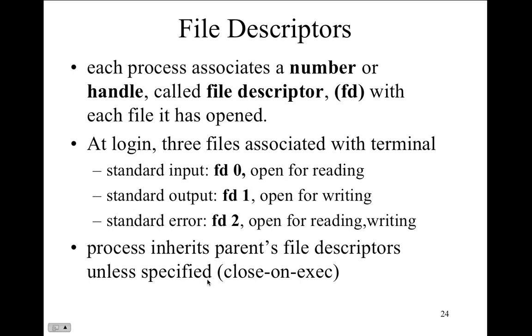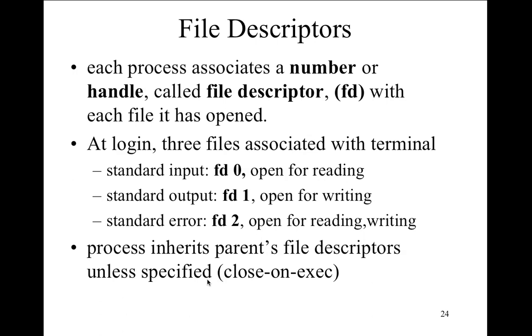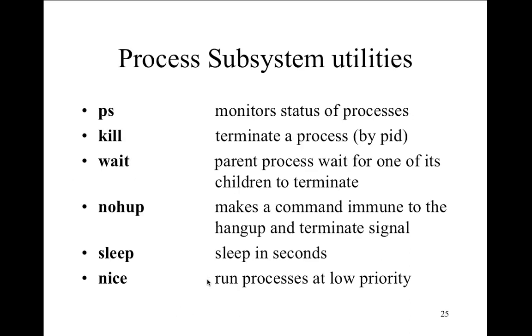So a process inherits parent file descriptors unless specified. Close on execute, actually, would be a specification. It says, shut this process down after it's done executing. It's kind of like close on exit. That's how I originally read it, because I'm so familiar with the DOS prompt window and the close on exit that happens automatically. If you run Hello World in Windows, the screen flashes in front of you and goes away.